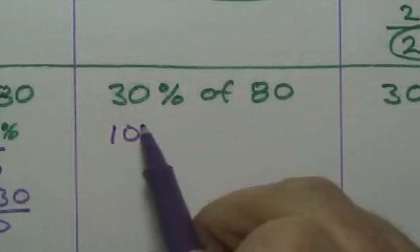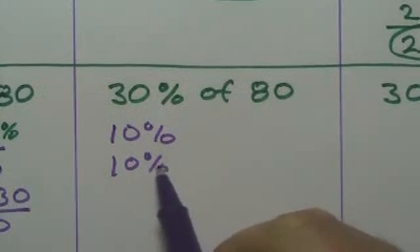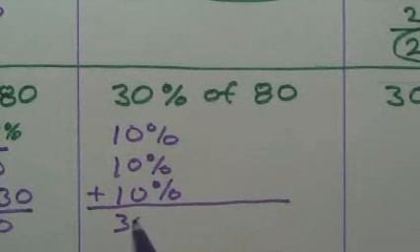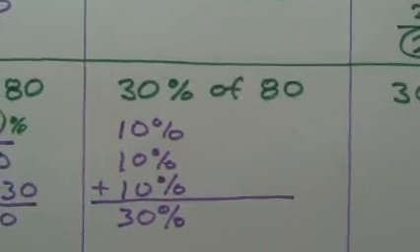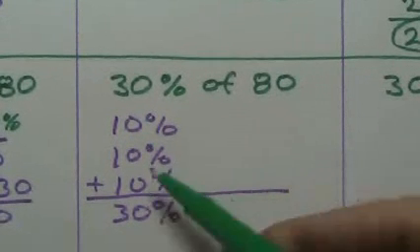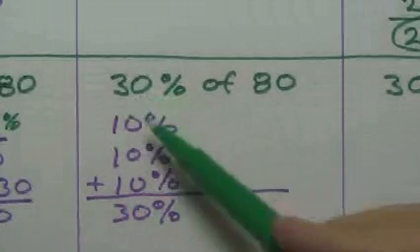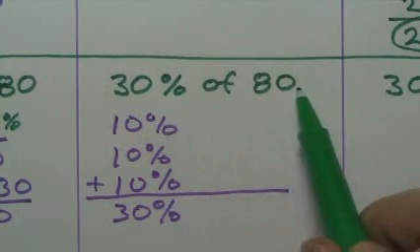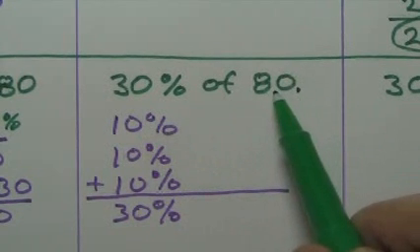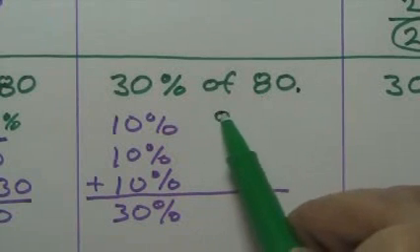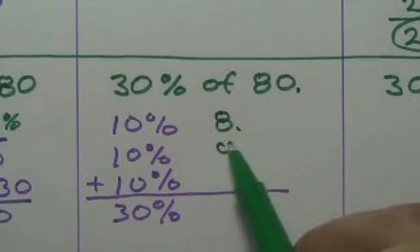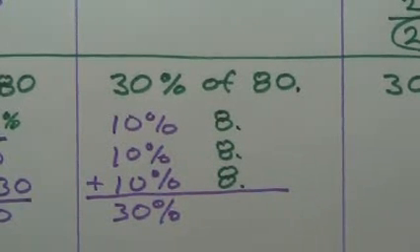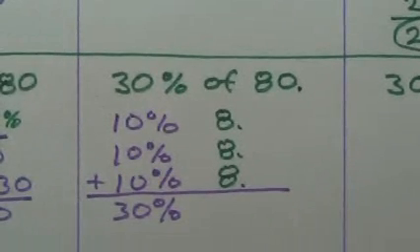30% would just be 10% 3 times, right? You can multiply by 3 or you could just add them up. 10%, 10%, 10%, that's 30%. Remember, to find 10% of a number, here's the decimal, you move it over 1 space. If I move it over 1 space, that is simply 8. So 10% is 8. Okay, so that's setting that up. Now let's go on to the next one.